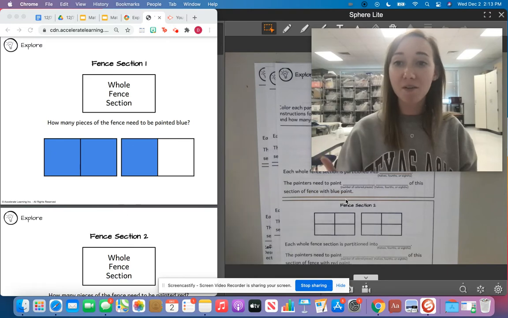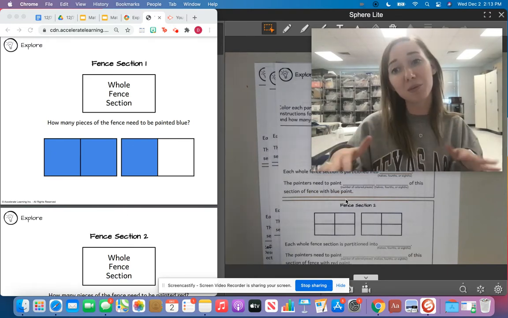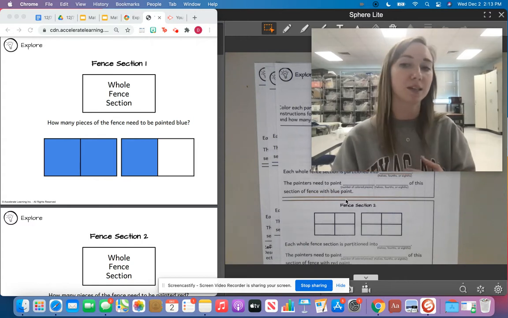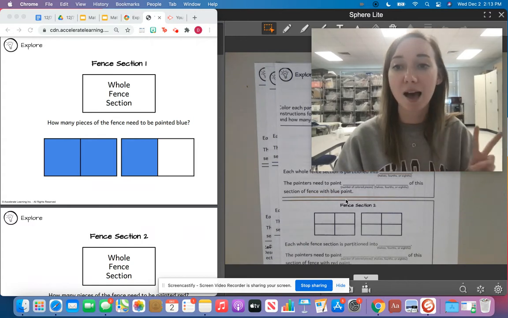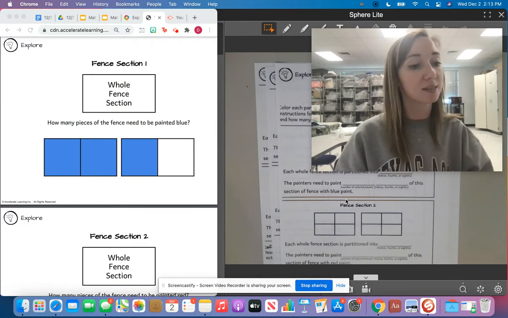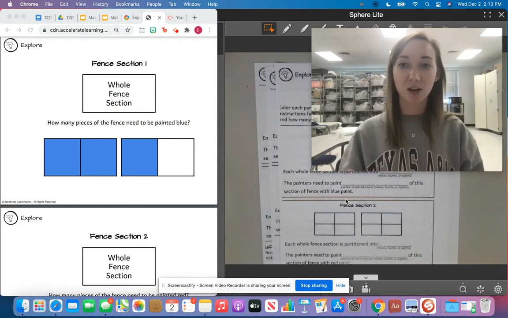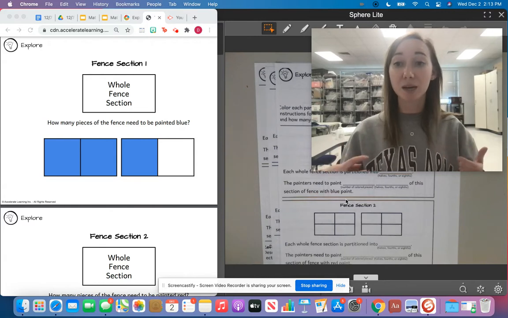We're still talking about fractions, but now we're going even a little bit deeper than we have before. So we've gotten pretty comfortable with identifying fourths, halves, and eighths when we see them and partitioning things and all of that.